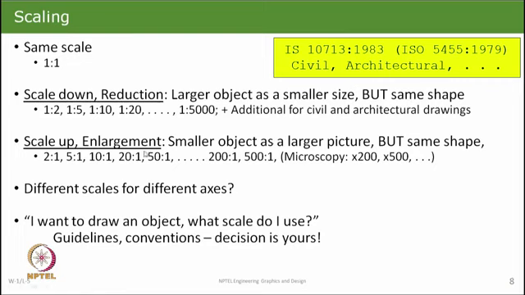Certain numbers are specified. When you want to blow up an object, enlargement, we scale up, and again we have these ratios. You can double, 5 times, 10 times, 20 times, 50 times, 100 times and like that, and different types of microscopy produce pictures which are denoted by x200, x500 and so on. That denotes that the object you are seeing, in this case x500, means you are seeing something which is 500 times bigger than the real object.